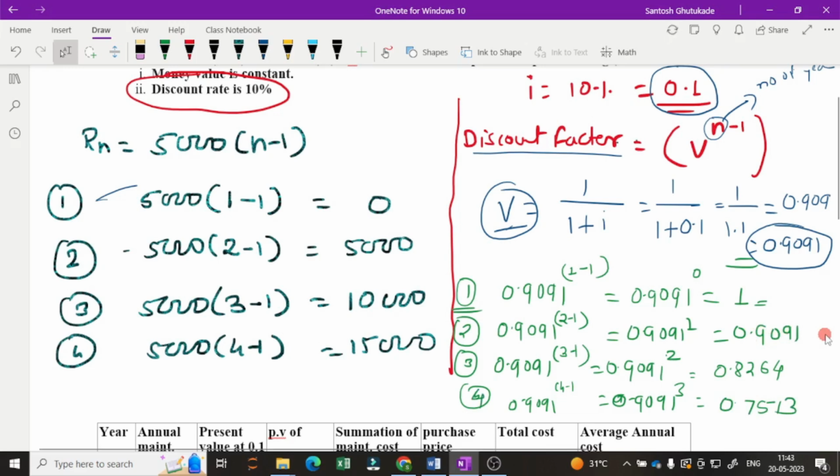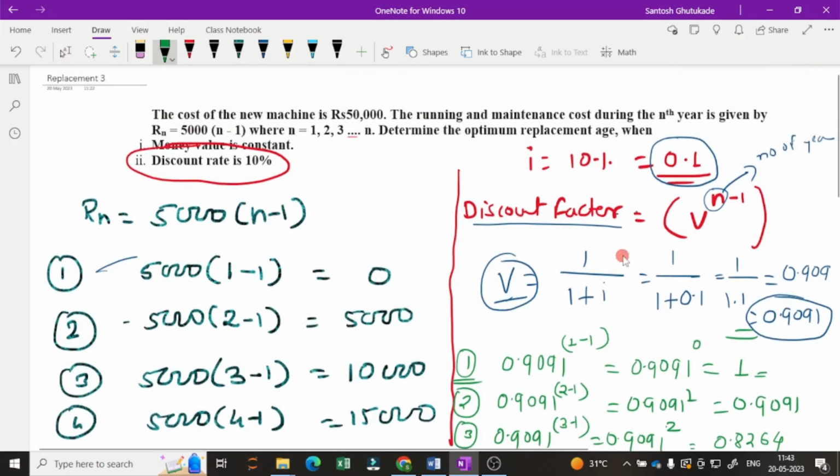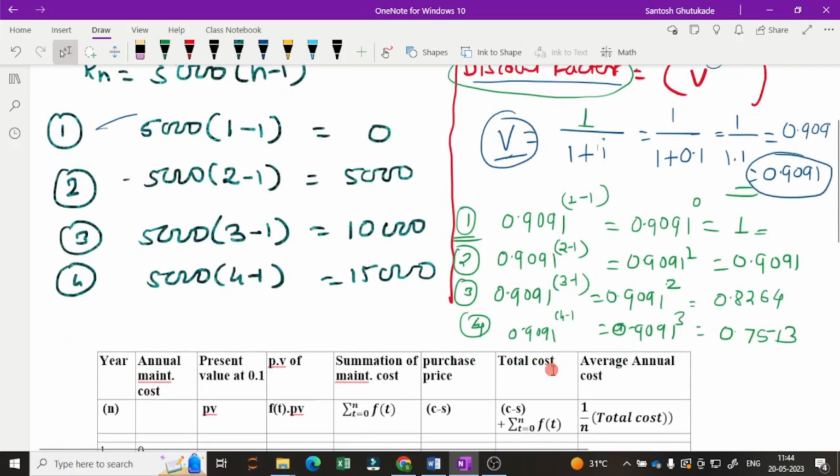Similarly, you can calculate for year number 5, 6, 7 and 8, so I will directly put those values in the discount factor. Here i is the discount rate, 10% is given, which is 0.1, and for calculating the discount factor we have the relation v raised to n minus 1, where n is the number of the year. We are calculating from year 1, 2, 3 up to the 8th year. And how to calculate v? There is a relation: 1 upon 1 plus i, where i is the discount rate, here 0.1. Likewise, you can calculate for n number of years.